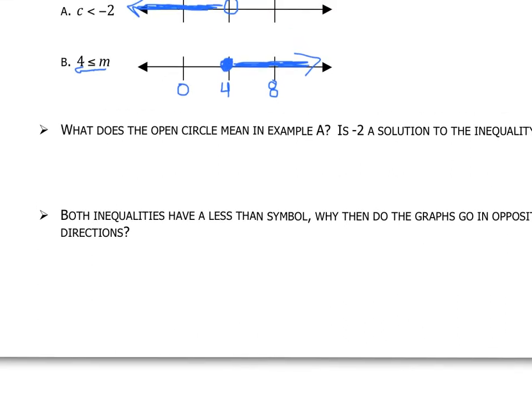So the first arrow here says, what does the open circle mean in example A? Is -2 a solution to the inequality? And we just talked about that. The open circle means that it does not include the answer. So is -2 a solution? No. -2 is not a solution. That is why it's an open circle.